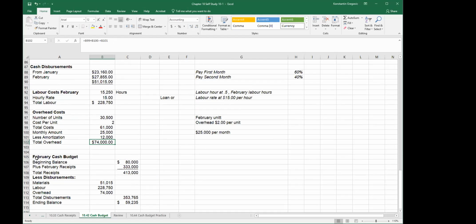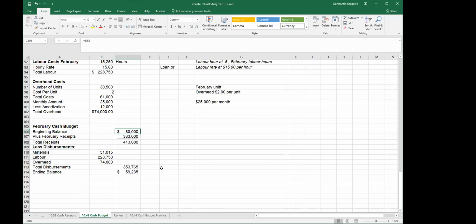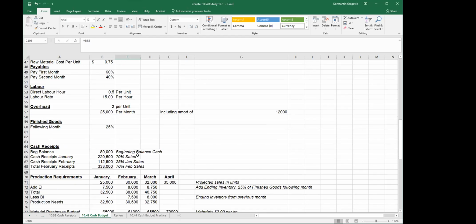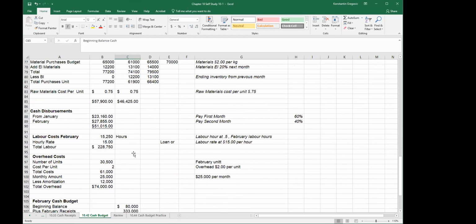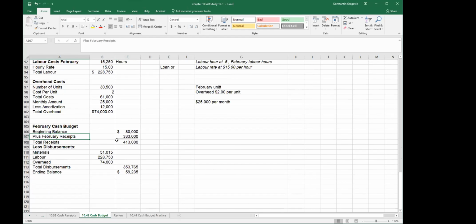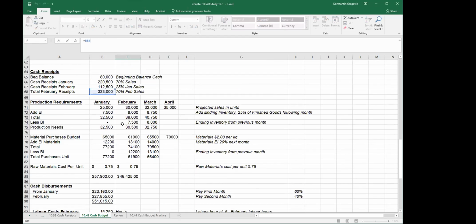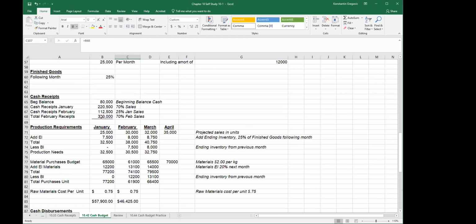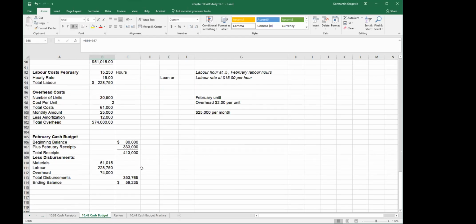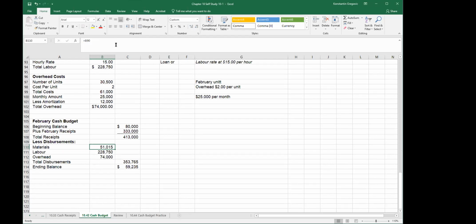The bottom line is we want to do a February cash budget. So we grab the beginning balance of the 80,000. So remember, our beginning cash balance was 80,000. Our receipts add up to 333,000. When you do your receipt calculation, you should get to 333. Total receipts. Now my disbursements, materials.